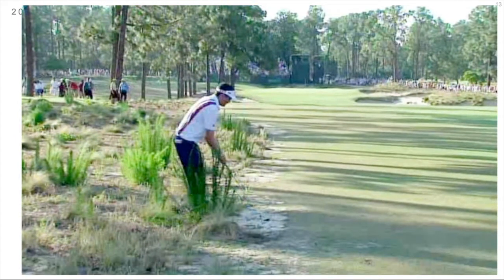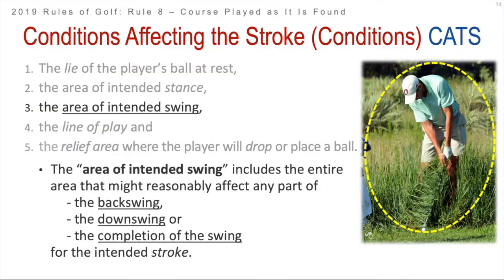So in that video, you'll kind of see how, obviously, his stance is affected by where his feet go, but his stance is also affected by the tall grass and bush and stuff that's kind of hitting him in the middle of the leg and then the lower back and things like that. So the area of intended swing includes the entire area that might reasonably affect any part of the backswing, the downswing, or the completion of the swing.